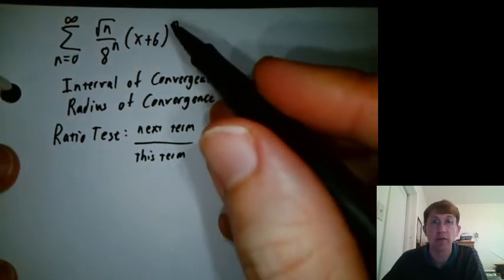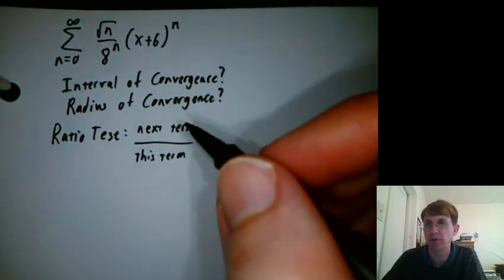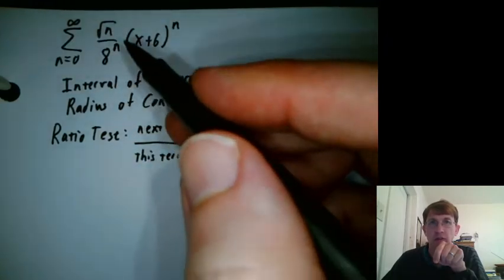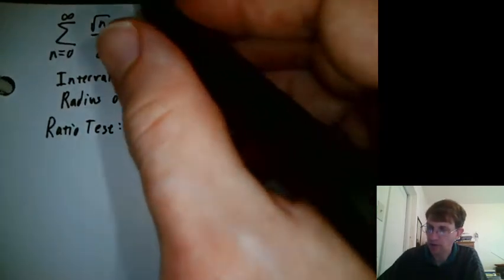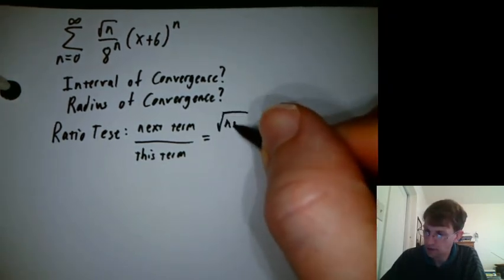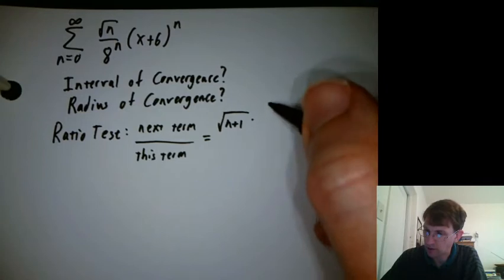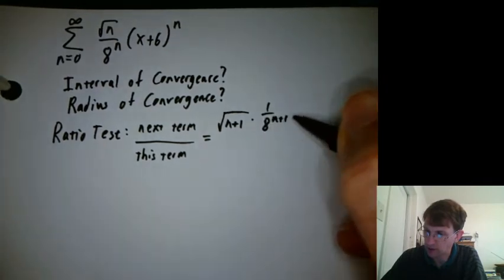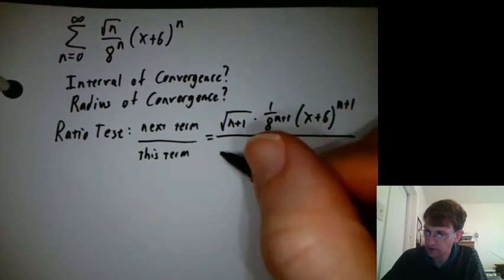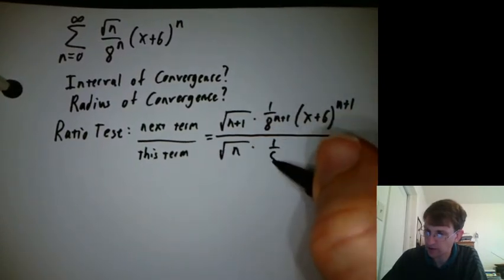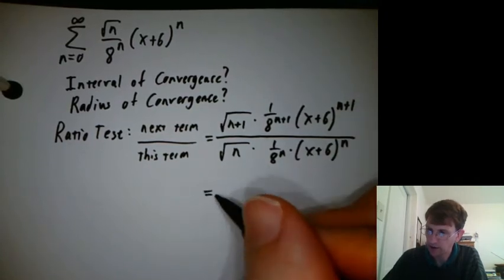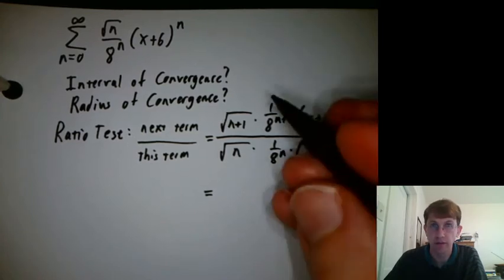And remember, we have to include this x part, so we have to be careful. I'm not writing a sub n plus 1 because we said before that would kind of just be this part, but we won't want to include the entire term. So we'll do root n plus 1 times 1 over 8 to the n plus 1, x plus 6 to the n plus 1, over root n times 1 over 8 to the n times x plus 6 to the n. And what do we get if we start canceling terms there?